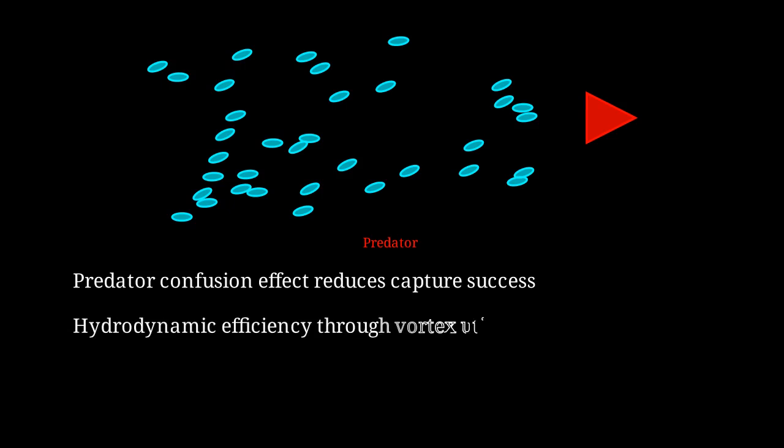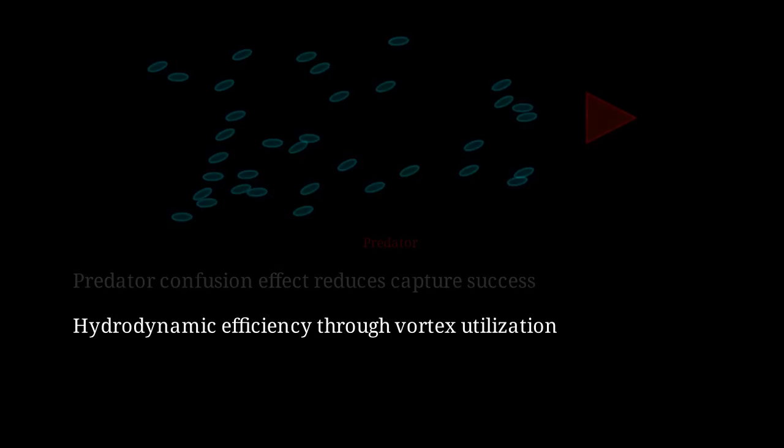Fish schools can reduce energy expenditure by utilizing vortices created by neighbors. Positions behind and slightly to the side are energetically favorable. Schools efficiently transmit information. When one fish detects food or danger, the information propagates through the school via behavioral changes faster than individual discovery would allow.